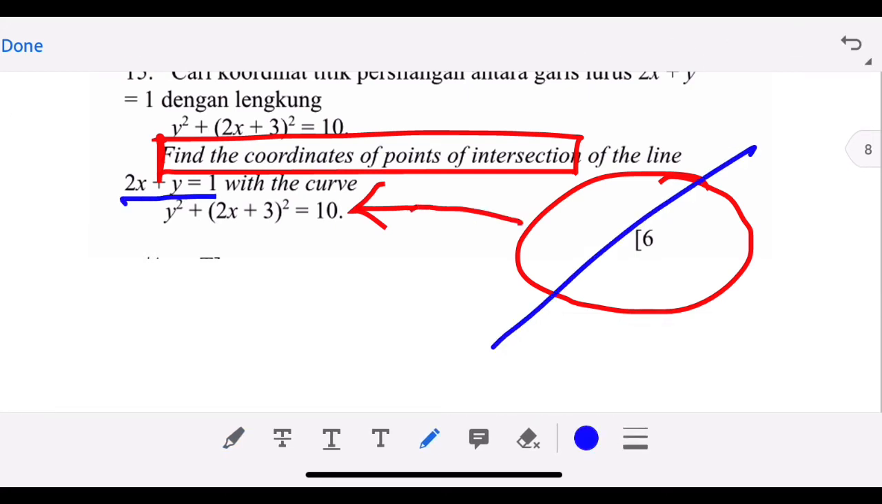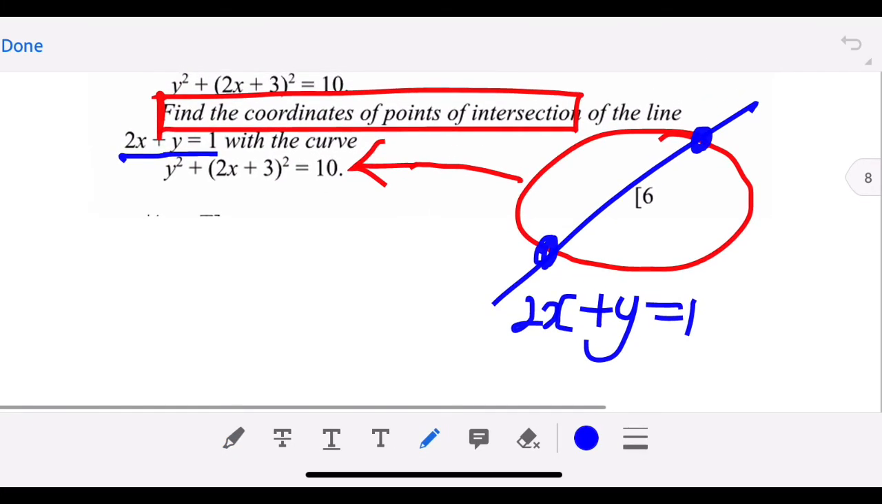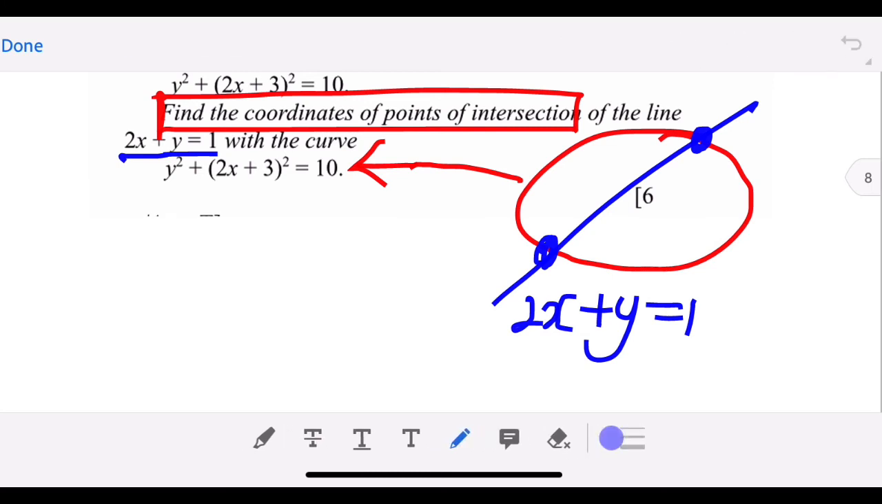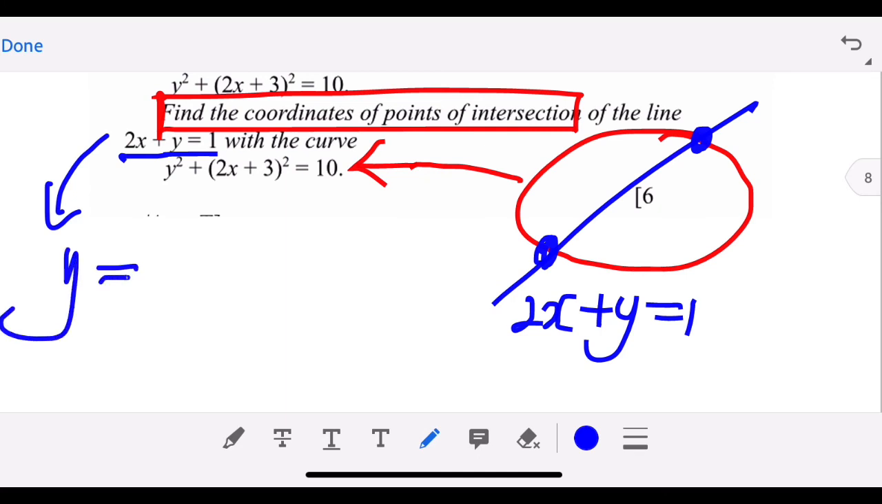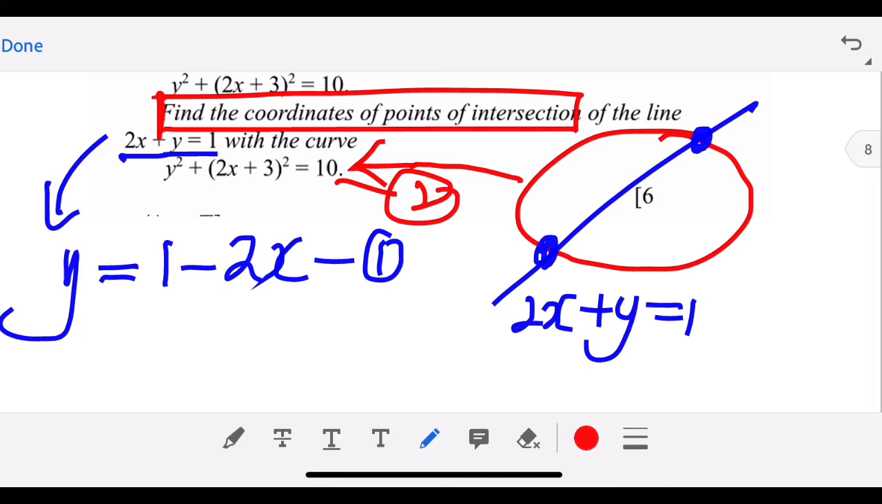Okay, so maybe I represent this as 2x plus y equal to 1. So you need to find the point of the intersection between the curve and the straight line. Basically, how you do it is you always start with the linear equation. From the linear equation, you will write one unknown in terms of the other unknown. So you substitute 1 into equation number 2. So sub 1 into 2, okay?